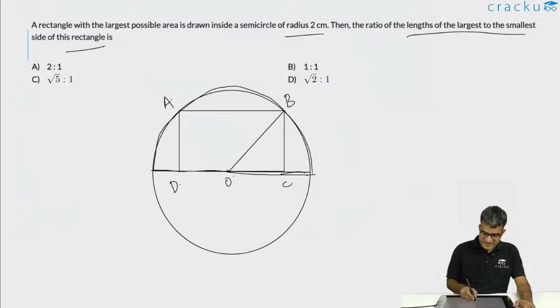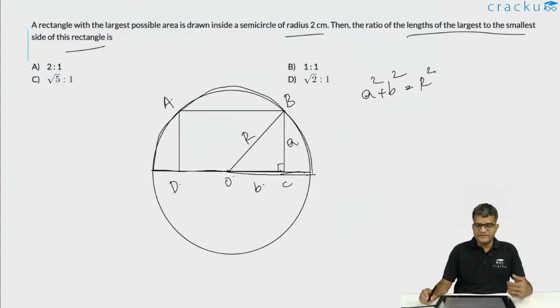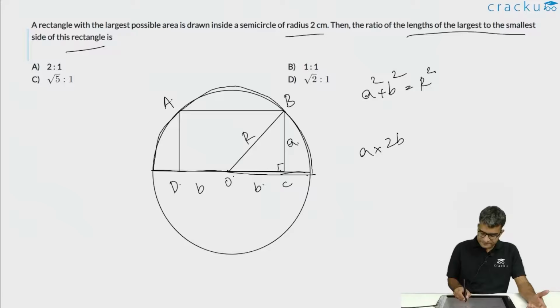Let the length of BC be equal to A. Let the length of OC be equal to B. OB is the radius of the circle. This is R. This is 90 degrees. And we know from Pythagoras theorem that A square plus B square is equal to R square. What are we required to maximize? We are required to maximize the value of A into 2B.